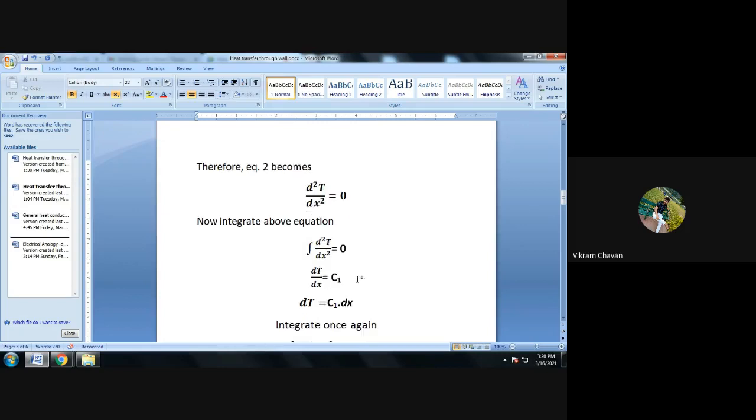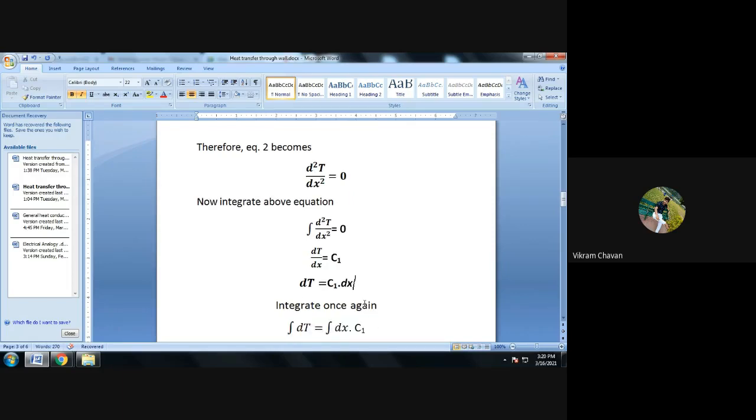Further, we convert this equation by transferring the denominator dx to the other side, so we get the equation dT is equal to C1 multiplied by dx. Once we get this equation, we can integrate it once again.